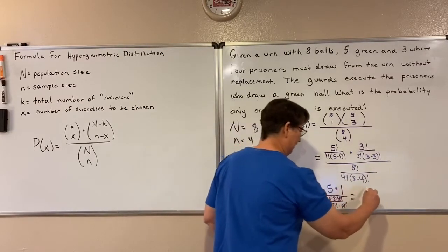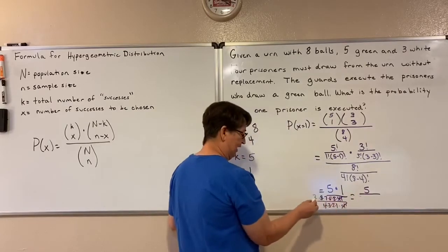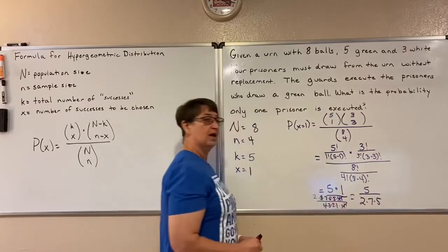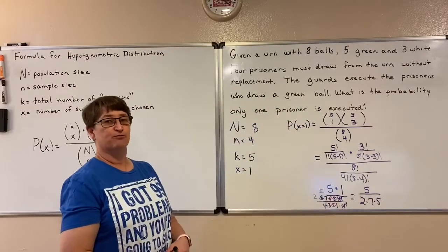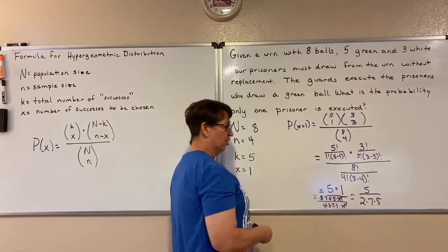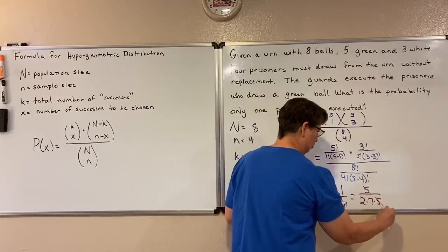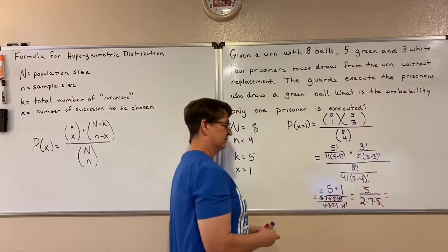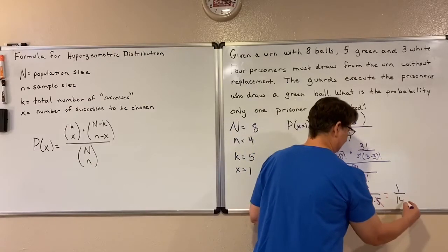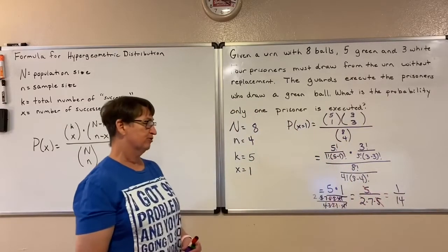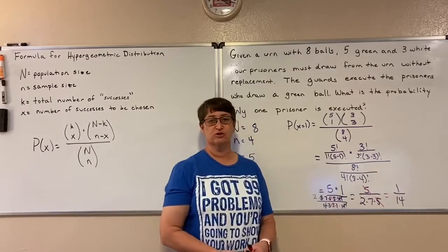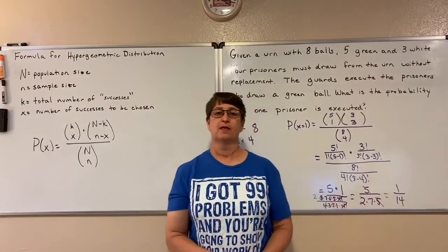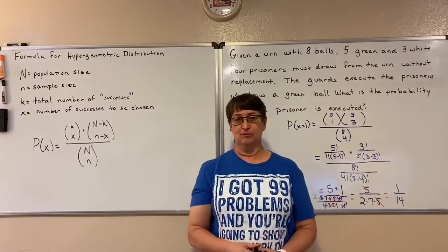So on top I have 5, and in the denominator right now I have 2 times 7 times 5. I'm going to continue to simplify before I multiply, so notice this 5 divided by that 5 becomes 1. And then I'm just left with 1 on top and 14 on bottom. So the probability that only one prisoner is executed is 1 out of every 14 times that 4 prisoners draw the balls from the urn. So that's how we use the hypergeometric distribution formula.